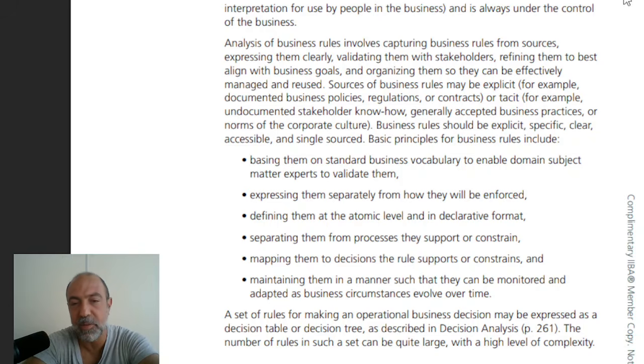I'm not focused. Anyways. Sources of business rules may be explicit, for example documented business policies, regulations, or contracts. Oh, look, I said explicit earlier. Or tacit. Tacit is a word that I researched recently.